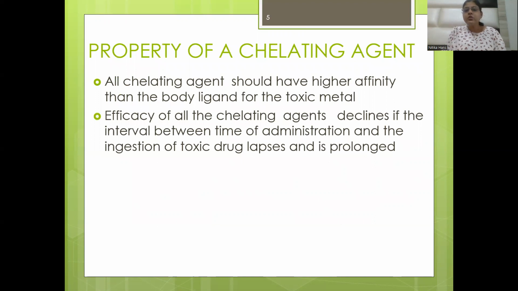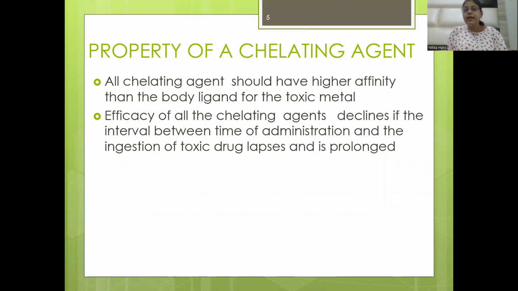All chelating agents should have a higher affinity than the body ligand for the toxic metal. Means they should have a higher affinity for the heavy metal than the body ligand. If the chelating agent combines with the metal, they form stable, non-toxic, excretable complexes and will be excreted. But if the heavy metal combines with the body ligand, then toxic effects will come.